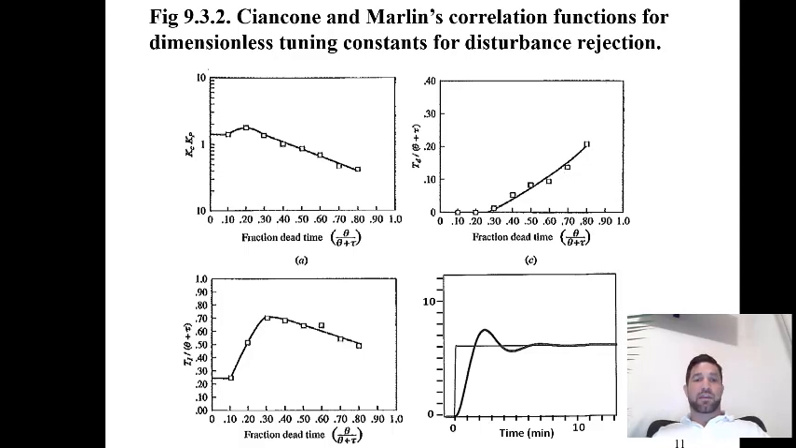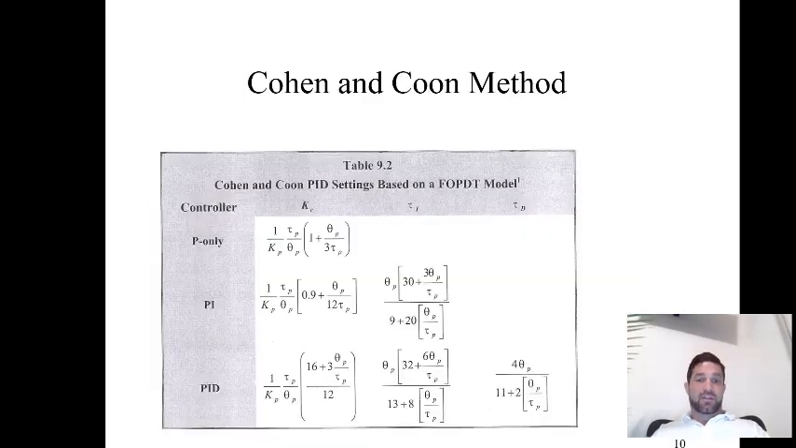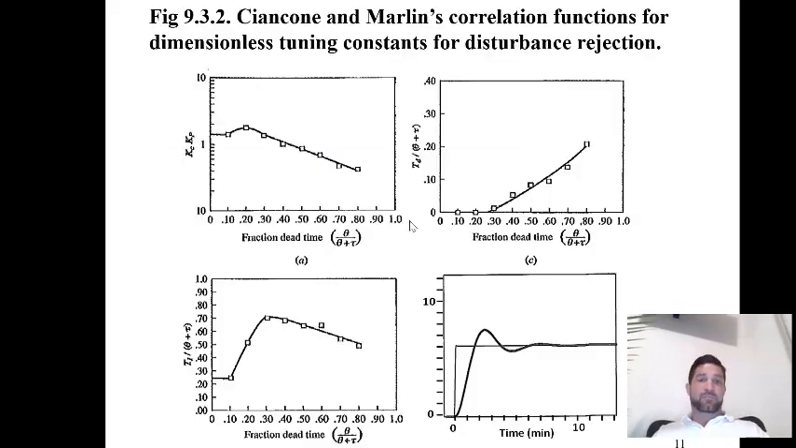Okay, once we have those parameters, again, we can either just plug those into the equations to calculate our Kc and tau I, or we can use those along with the correlation functions to determine Kc, tau I, and tau d. Okay, so that about wraps it up. Good luck using this process to determine your PI or PID tuning methods for your process.